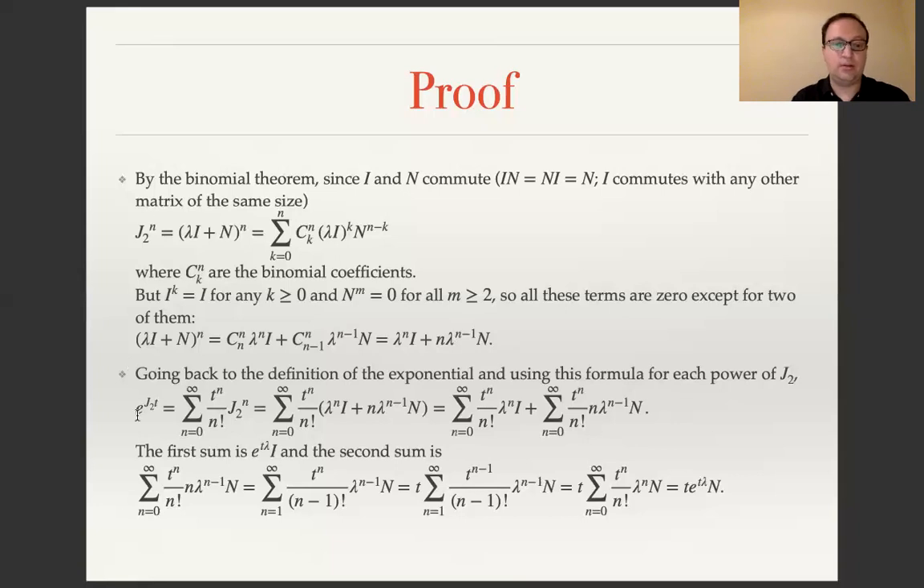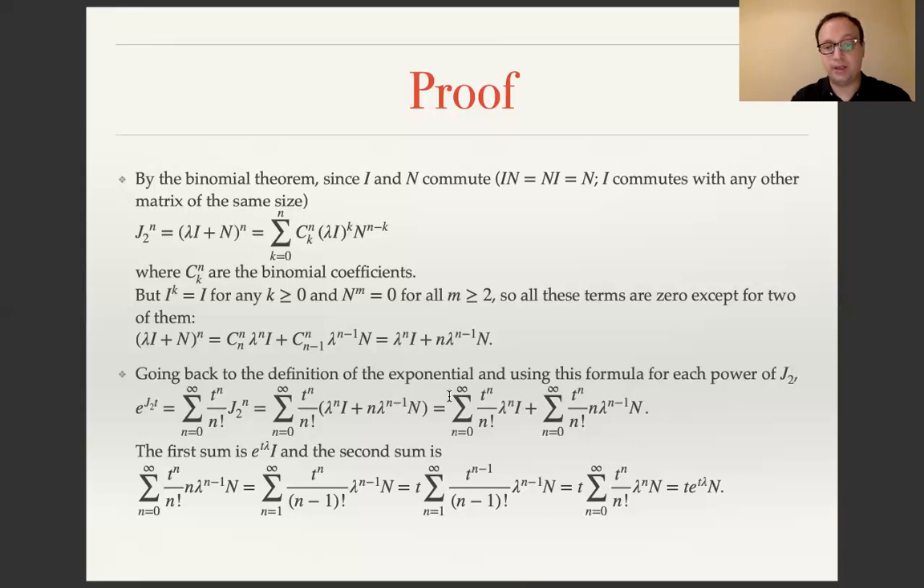Right, so then we plug this into the definition of the exponential, and we get a sum with lambda to the n times the identity plus n times lambda to the n minus 1 times capital N for each power j2 to the n. So we split this into two sums, the part that involves lambda to the n times the identity and the part that involves n times lambda to the n minus 1 times N.